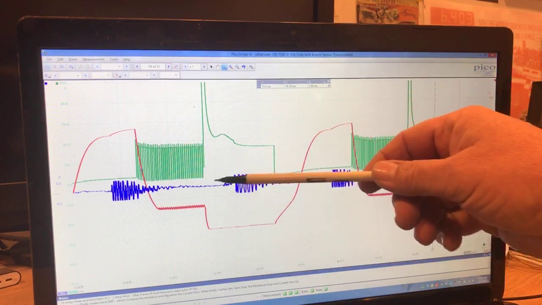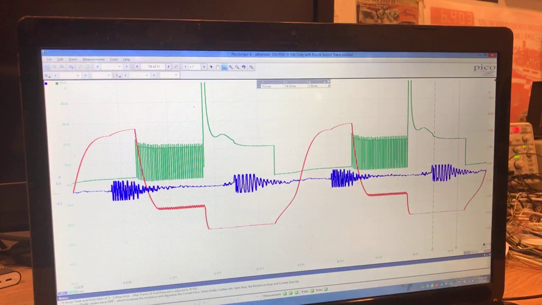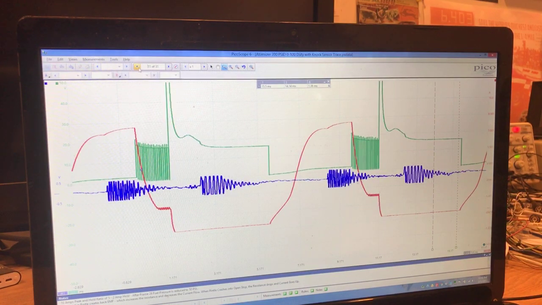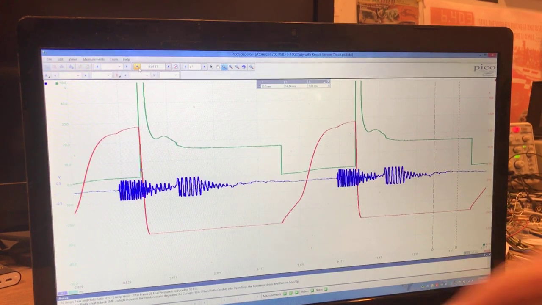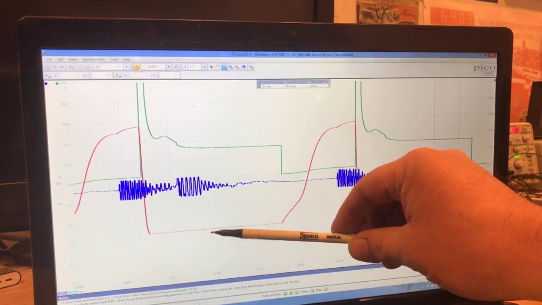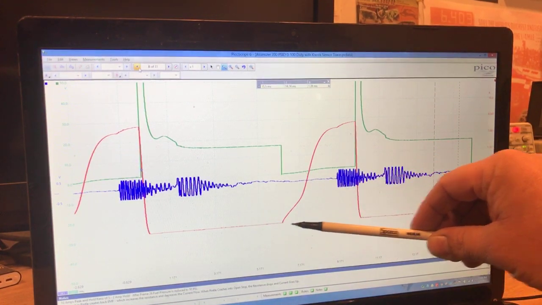We have this green trace. In fact, I think I'm going to back up a few steps to make this a little bit more simplified. Get rid of some of those pulses. Okay, there we go. All right, so this red trace is amperage going into the injector.